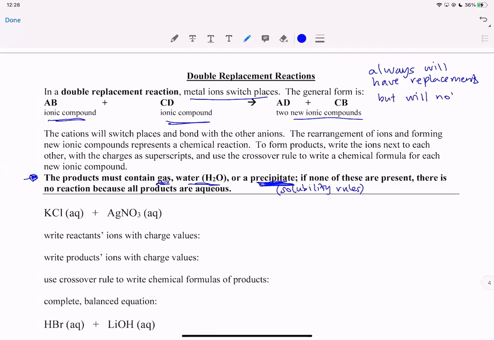So you will not always have permanent products. And those permanent products are the gas, water, or a precipitate, PPT. Okay, so that's what permanent products mean. If both of the products are aqueous, or AQ physical state, then that will be an example of no reaction. Even though you can get the ions to switch places, they have to have something permanent on the other side. And aqueous is not permanent.